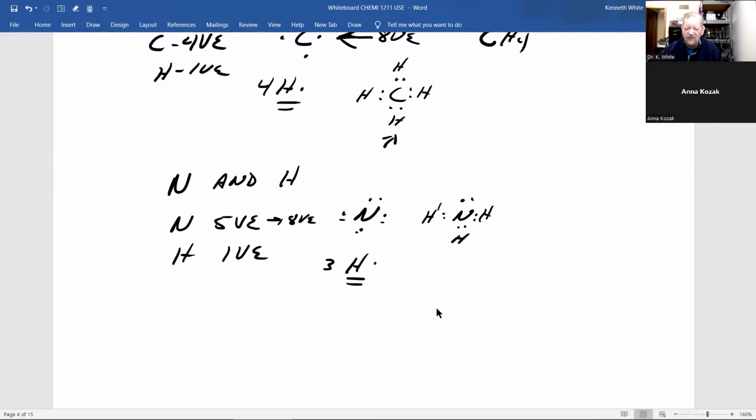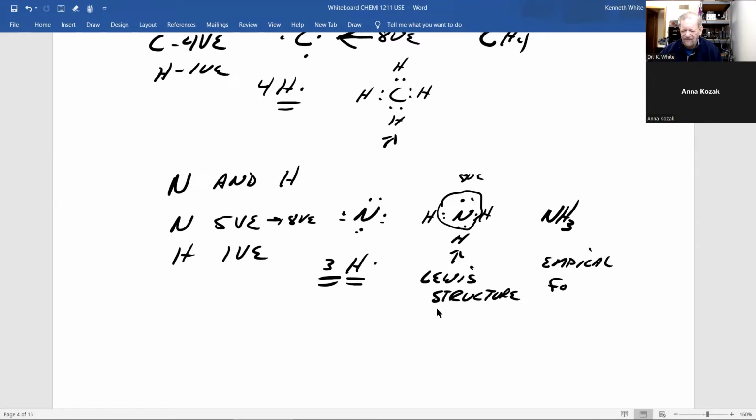And now nitrogen, if you count all the valence electrons, has 8 valence electrons and is happy. But I asked for the empirical formula. This is the Lewis structure. The empirical formula is 1 nitrogen and 3 hydrogens, and this is the empirical formula, which is the answer. By the way, this is called ammonia, NH3.